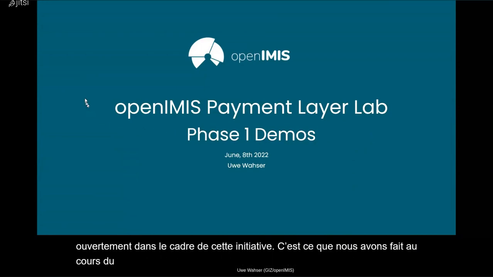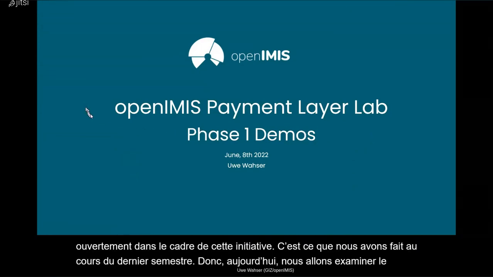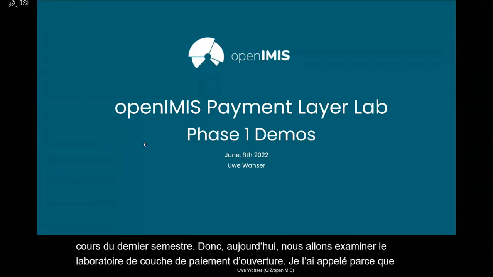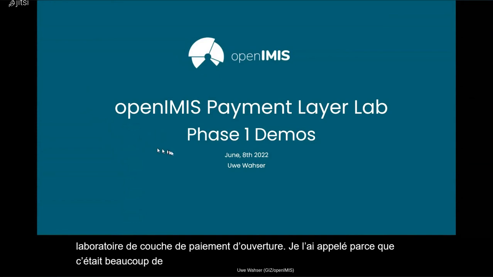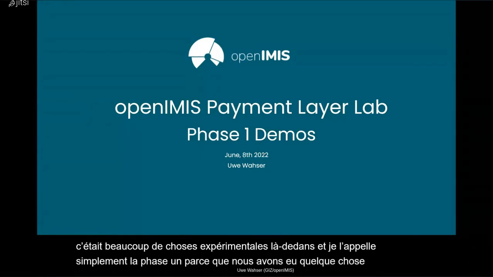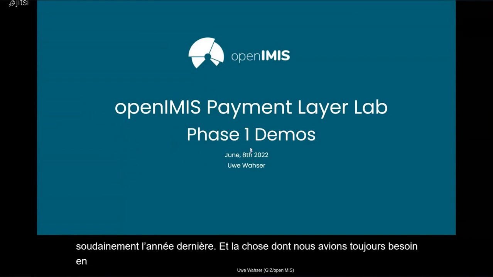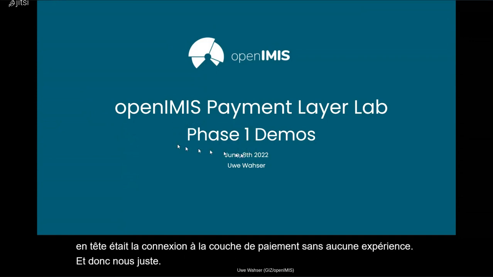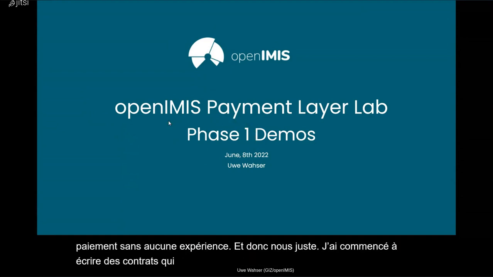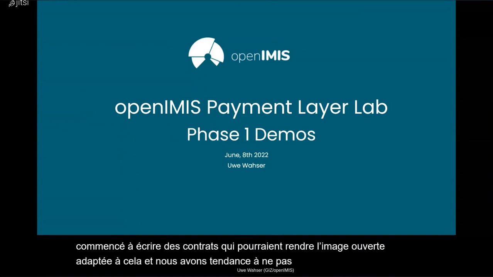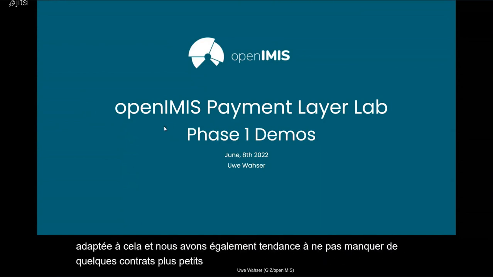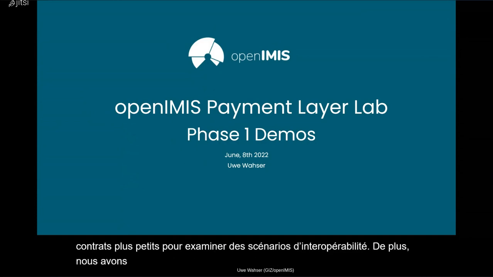So today we will look at the openIMIS payment layer lab. I called it that because there was a lot of experimental stuff in there. And I just call it phase one because we had some sudden money coming in last year, and the thing that we had in mind we always needed was the connection to the payment layer, with no experience at all. So we just started writing out contracts that could get openIMIS fit for that, and also then we tendered out a few more smaller contracts to look at interoperability scenarios. Plus we got a few more inputs from other initiatives, which was also enriching.